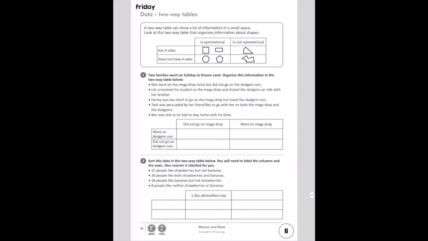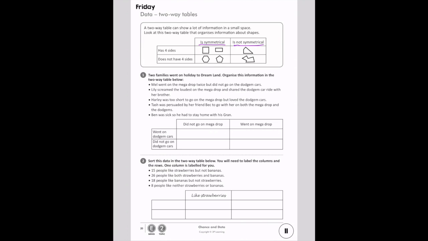All right, so today we're going to be looking at two-way tables and some Venn diagrams. So a two-way table can show a lot of information in a small place. Okay, let's look at this two-way table that organizes information about shapes. In a two-way table, we usually have two choices. In this case, we have shapes that are symmetrical and we have shapes that are not symmetrical.